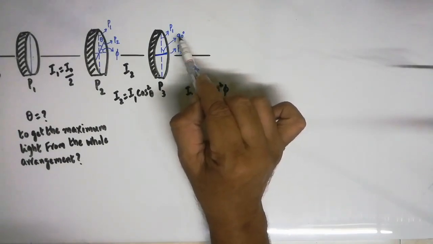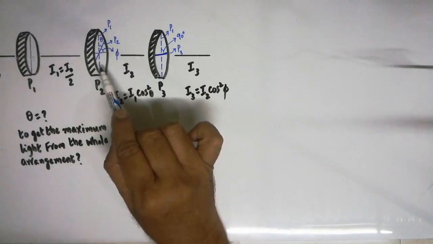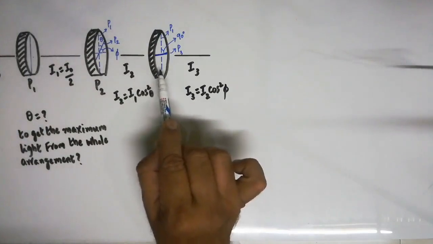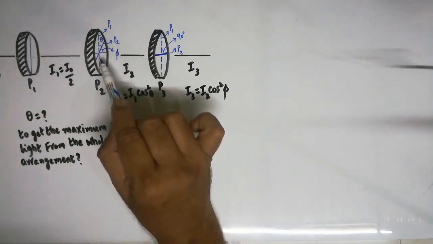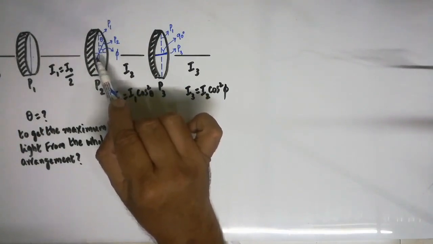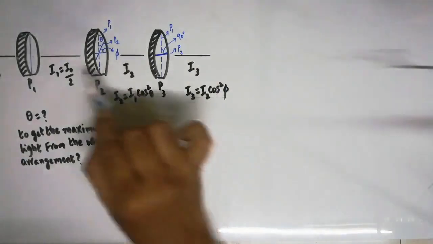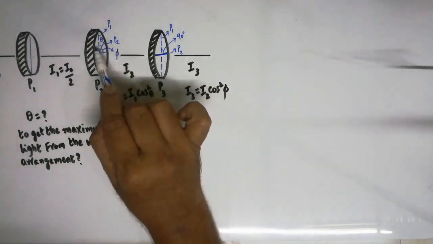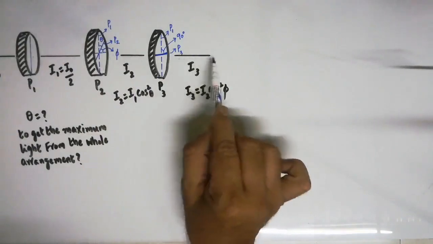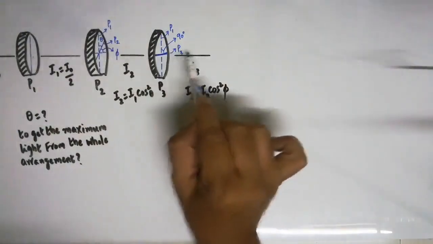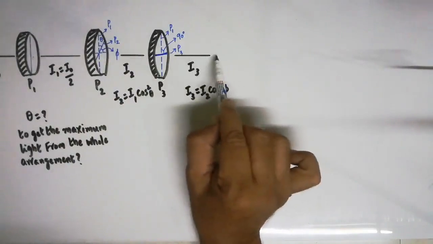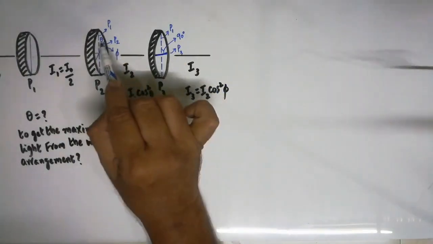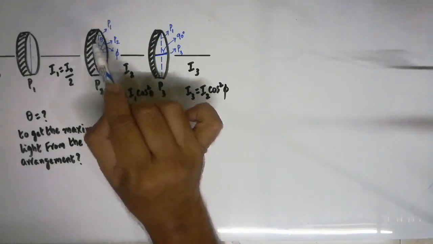Now we are going to introduce the second polaroid. The second polaroid is introduced between the first and third. Are you clear? Now the second polaroid is to be rotated in such a way that the outcoming light from the system should be maximum. We have to find the angle through which the second polaroid is to be rotated so that the maximum amount of light comes out from the third polaroid, that is, from the entire system. At what angle should the middle one be rotated? That is the question here.